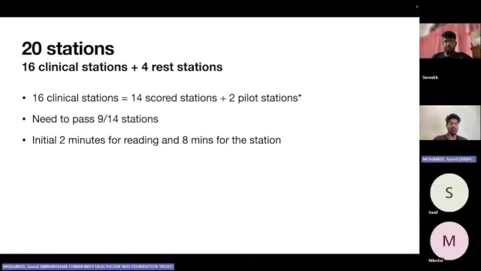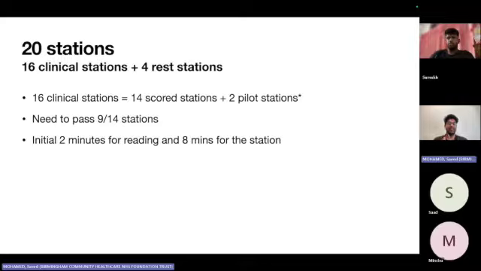Okay. So you've got 20 stations in total, which includes 16 clinical stations and 4 rest stations. The 16 clinical stations are broken down into 14 scored stations and 2 pilot stations. Pilot stations are new stations they are trying out, but they haven't had enough data to actually count them as scored stations. But sometimes, if there is some error in a scored station, like they've lost the score, there is a chance that they might use a pilot station as a scored station.